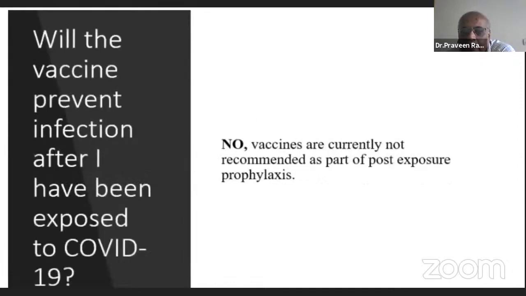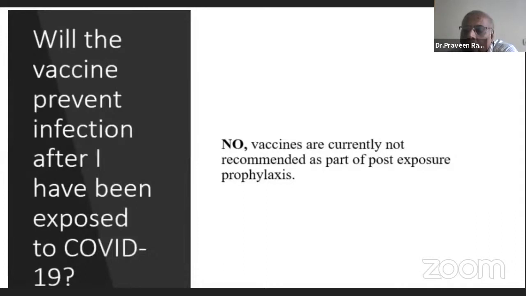Will the vaccine prevent infection after I have been exposed to COVID-19? No. Vaccines are currently not recommended as part of post-exposure prophylaxis. There have been cases where people after being vaccinated have also developed infection, but the morbidity of the illness has been very mild. They have not gone into severe infection, and they have a moderate clinical course of the illness. It's a short, mild 3 to 4 days of fever and early recovery with fewer complications.